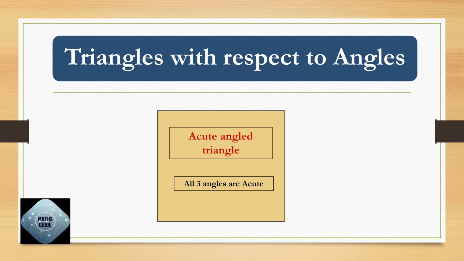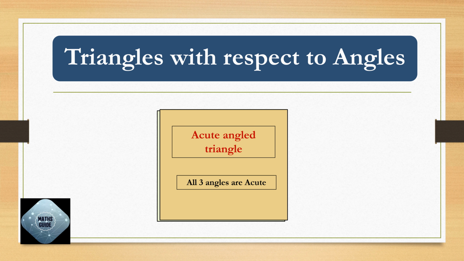We have already learnt about types of triangle with respect to sides. Now we are going to learn about types of triangle with respect to angles. The first one is acute angle triangle. In this type of triangle, all the 3 angles are less than 90 degrees, means all 3 angles are acute.